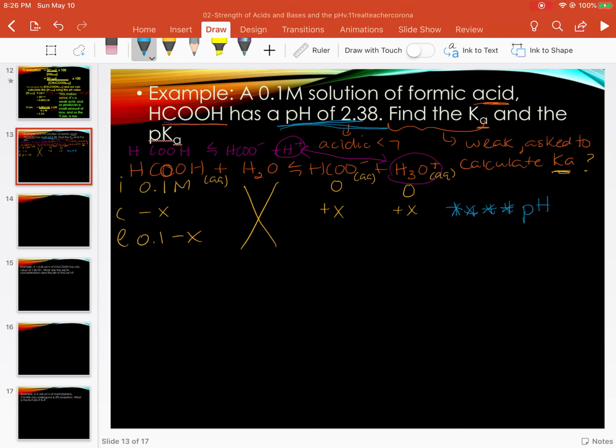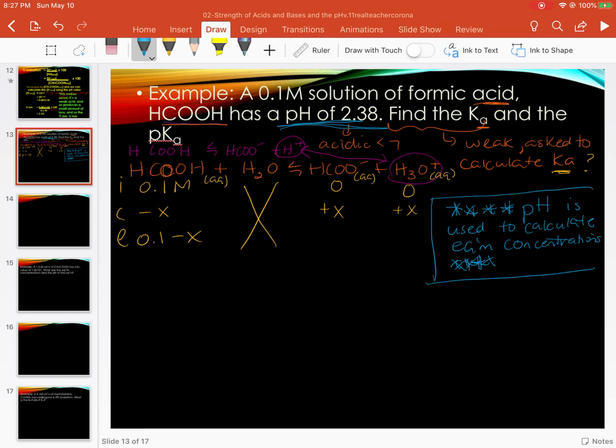So lots of exclamation points. pH is used to calculate equilibrium concentrations. So make some stars. Those are terrible stars. Make a box, use a different color. So what that means is then you've got, whether you use H plus or H3O plus, it's the same.